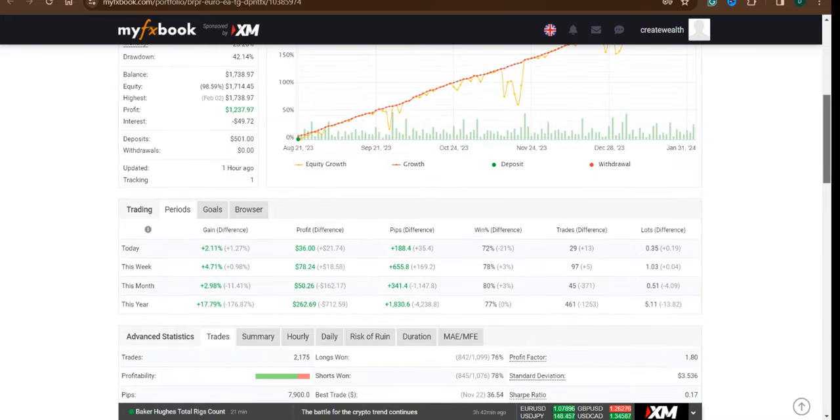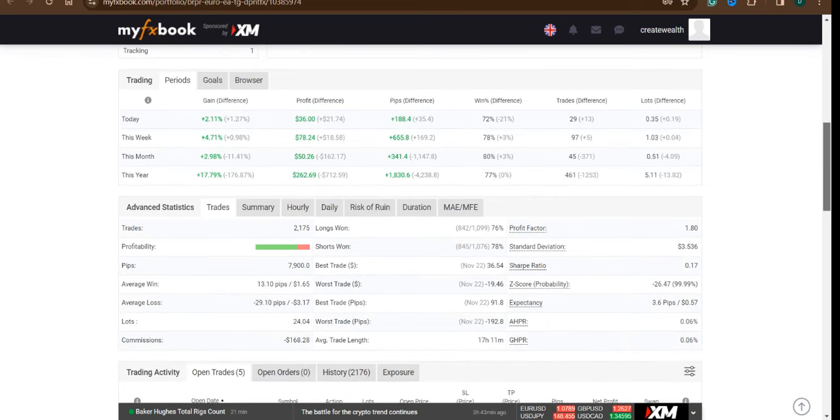Okay, and this is what we made. Today we made 2.11%. This week we made 4.71%. This month we made 2.98%. Okay, and this year we made 17.79%. This year means the whole of January, and February is just the second day, right?